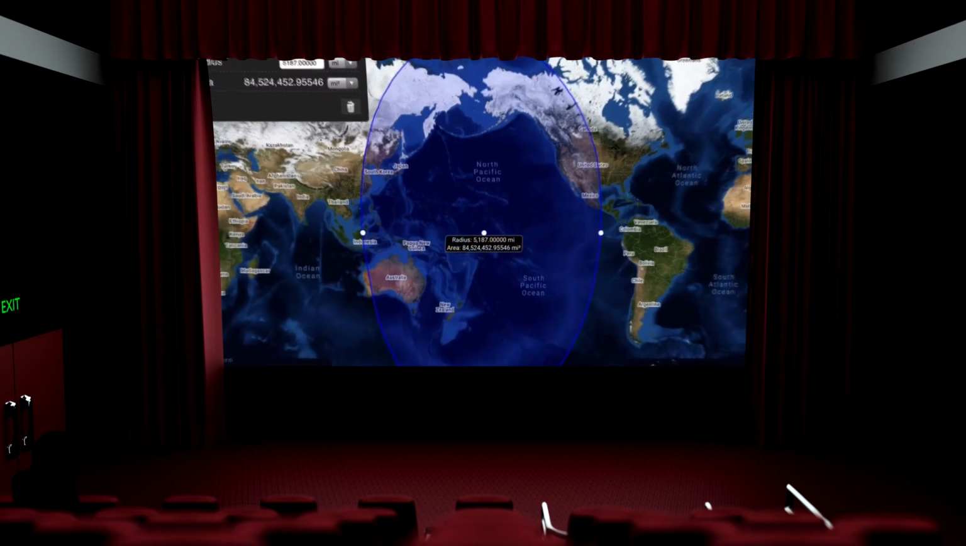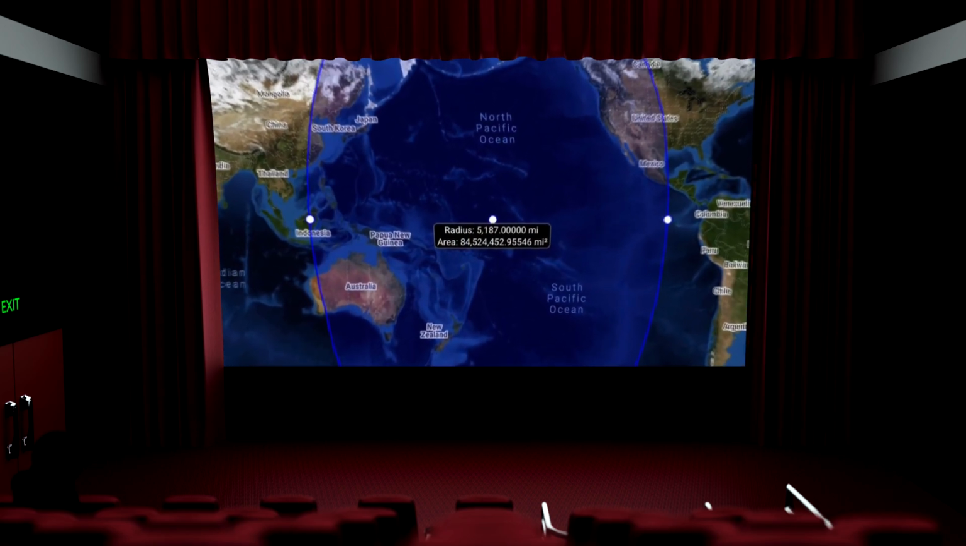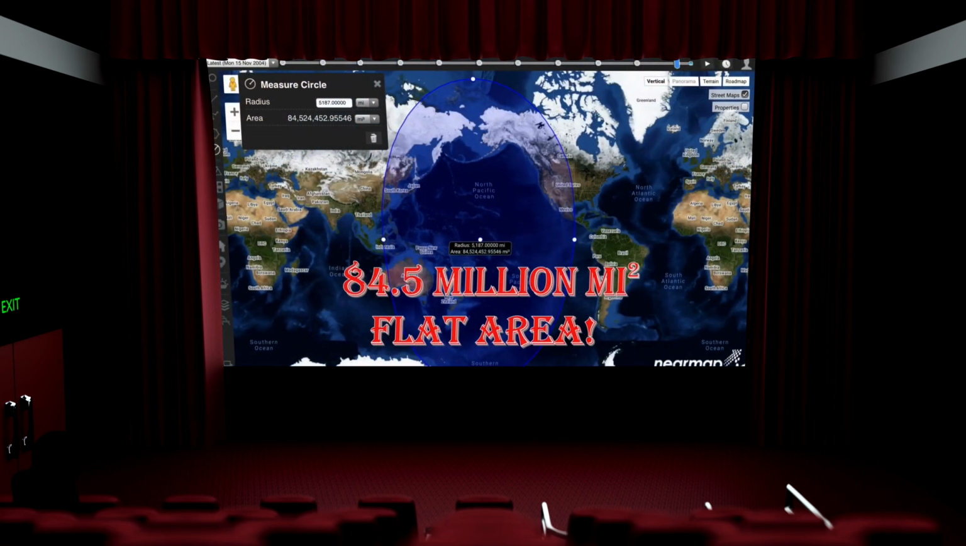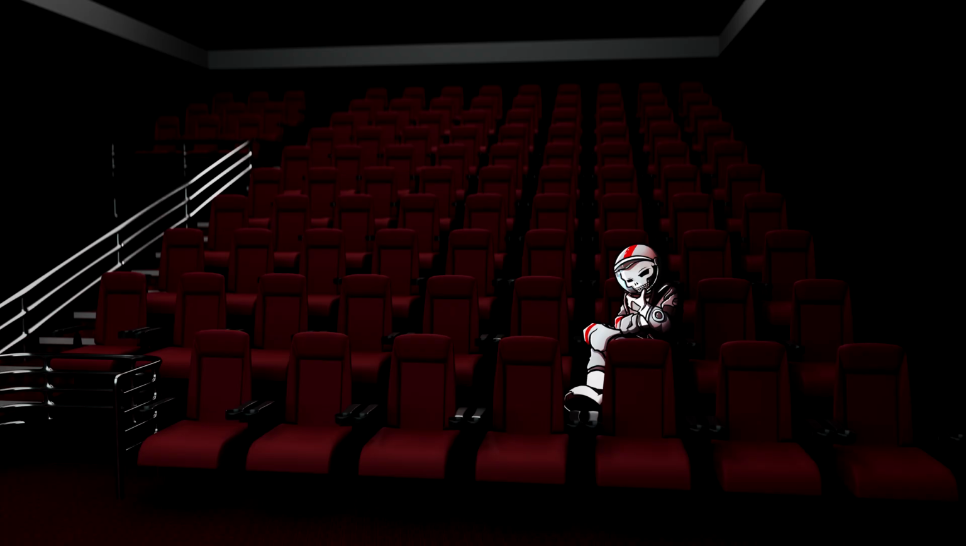With an area of 84.5 million miles. Absolutely, measurably flat. Okay, so you're not gonna explain, you're just gonna assert and keep going. Here we have 2 points separated by 150 degrees of latitude. Before, we had 2 points separated by 60 degrees of longitude.